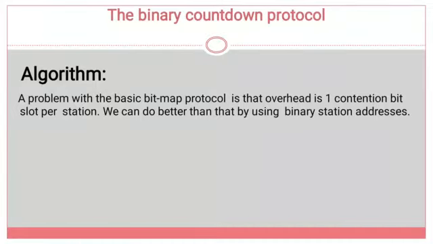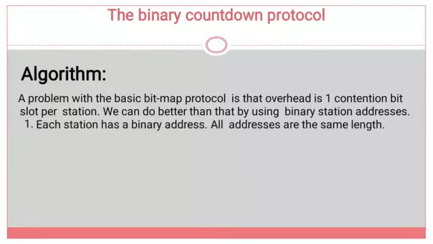Before this, another collision free protocol is also there, called the binary bitmap protocol. There is a problem with the basic bitmap protocol, that is overhead. In the bitmap protocol, the overhead is one contention bit slot per station. That is the main drawback with the bitmap protocol. We can do better than that by using binary station addresses. So here in the binary countdown protocol, we are using the binary station addresses.